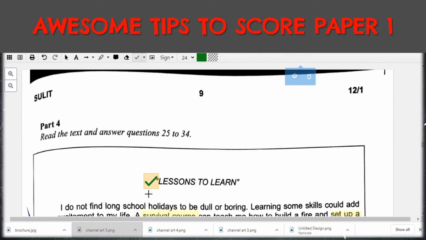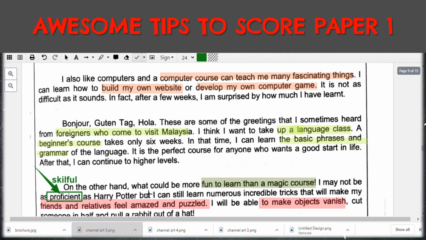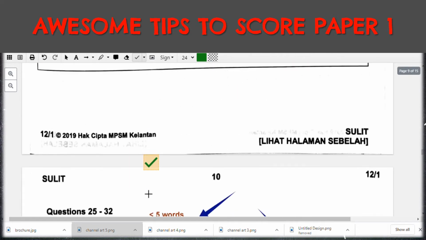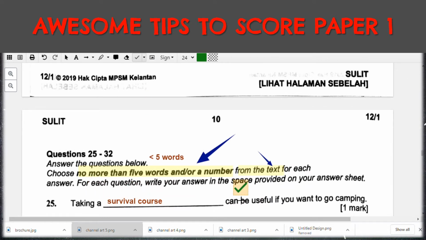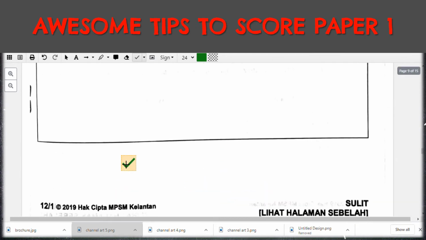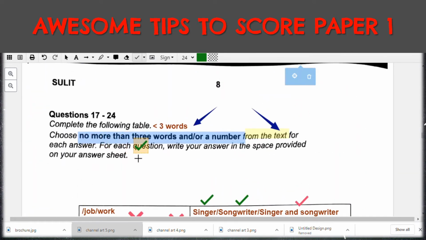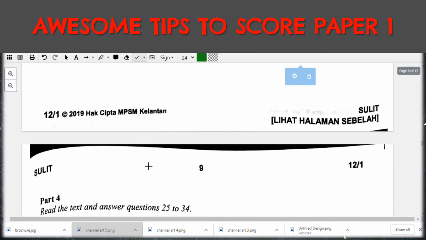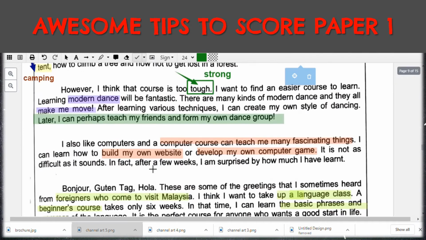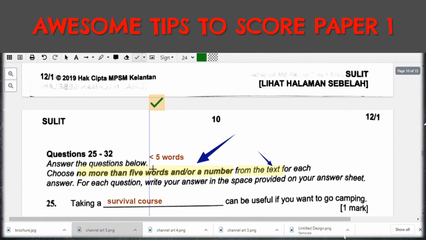Now, before we start answering, it's best to read the instruction. Same for part 3 and part 4. Part 3, you must write the answers not more than 3 words. Remember, part 3, the answers must be not more than 3 words. For part 4, the answers must be not more than 5 words and or a number. And of course, it must be from the text.